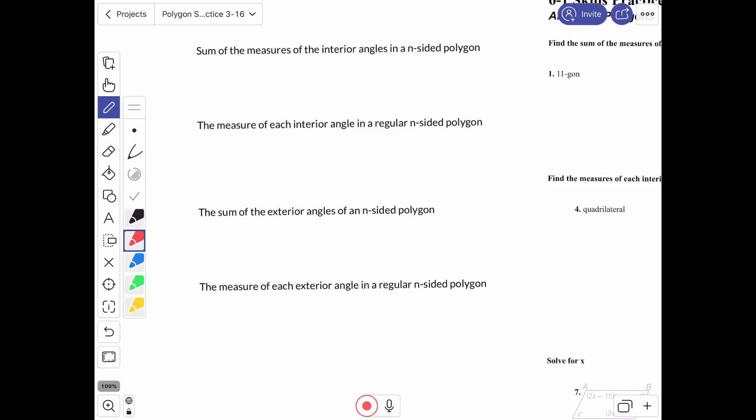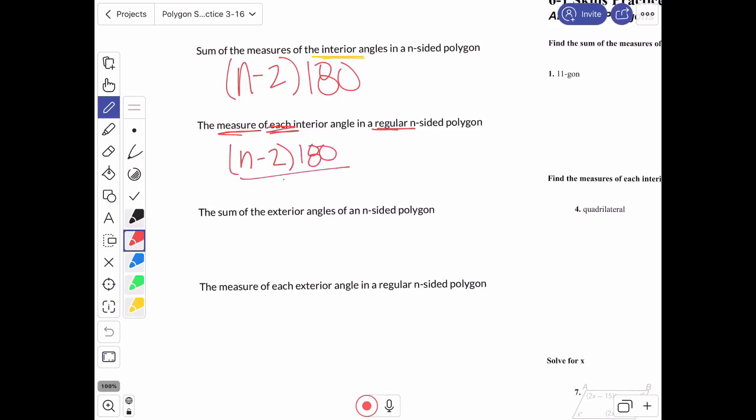So when we talk about finding the sum of the measures of the interior angles, so the inside of any polygon, we came up with that we looked at all the triangles within a polygon. And so we came up with the n minus 2 times 180. And the 180 came from the sum of the measures inside a triangle. And then if we want to find the measure of each angle, so like if we're looking at a singular angle in a regular polygon, so that's when all the angles are congruent, that's when we take the sum, so the n minus 2 times 180, and divide by n, the number of sides.